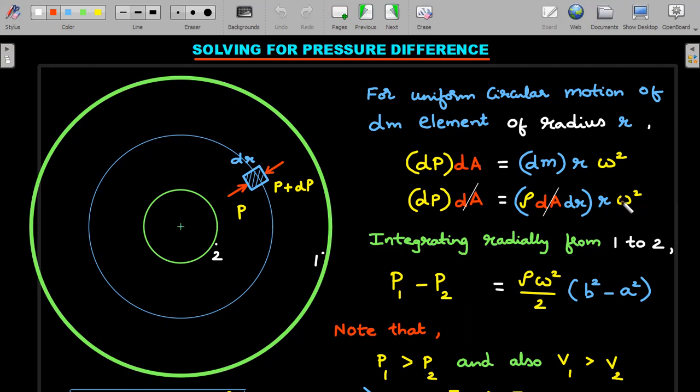Since omega is uniform in the question, what is meant by steady? Steady means something that doesn't vary with time. What is meant by uniform? Uniform means it doesn't vary with space.